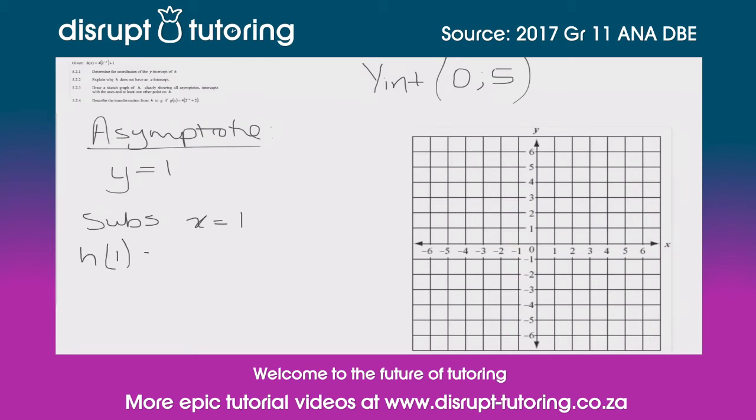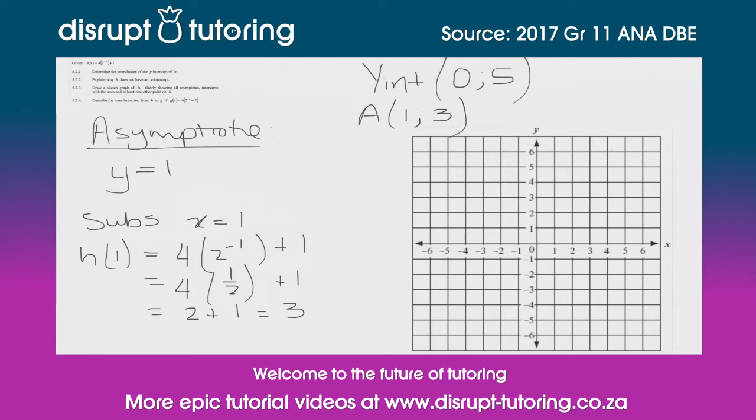h of 1 is equal to 4 times 2 to the minus 1 plus 1. That is going to give us 4 times 1 over 2 plus 1, which is going to give us 2 plus 1, which is going to give us 3. So that means we have another point, and I'm going to call that point A, and that point is going to be the point (1, 3).